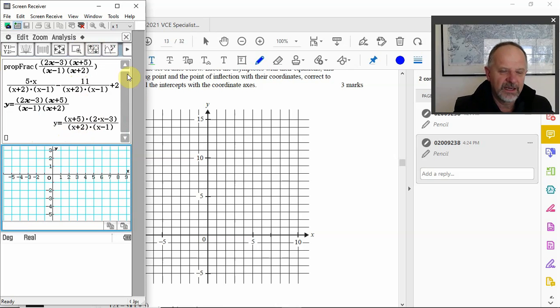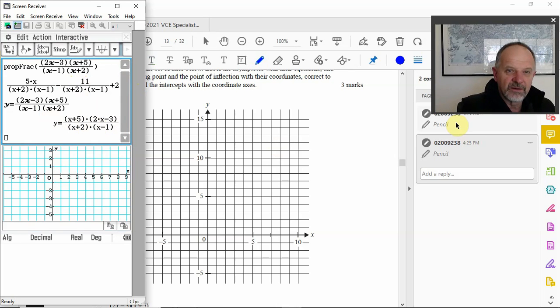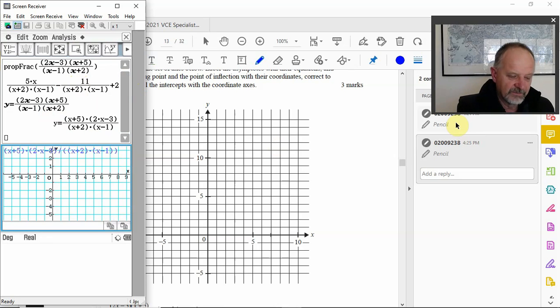And what I'm now going to do is copy that expression and drag it down. So on the calculator, let's copy it. There it is, and drag it down. And I've dragged it down, and now it's graphed it. All right, now that looks quite different to what that bit of graph paper is.